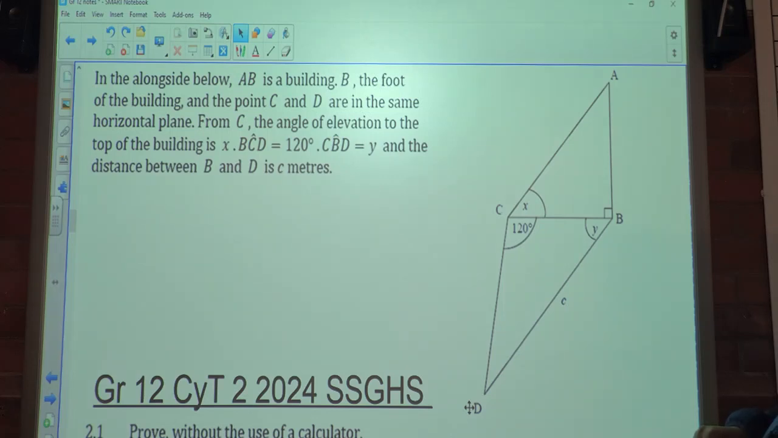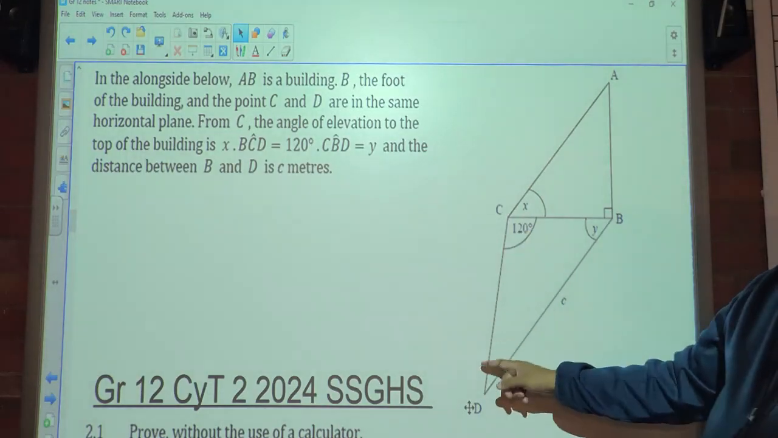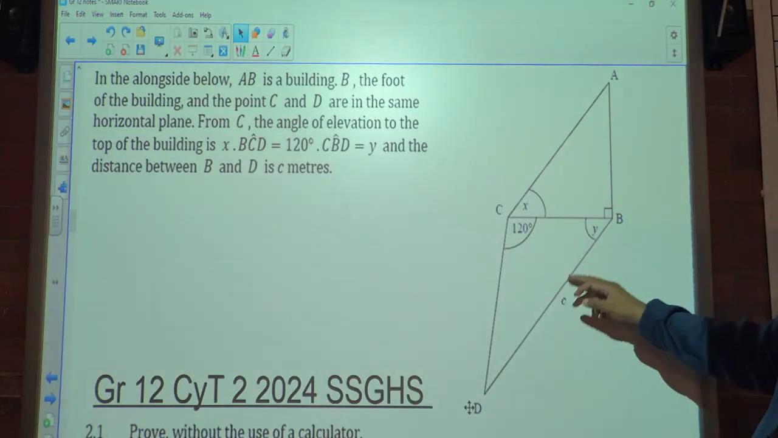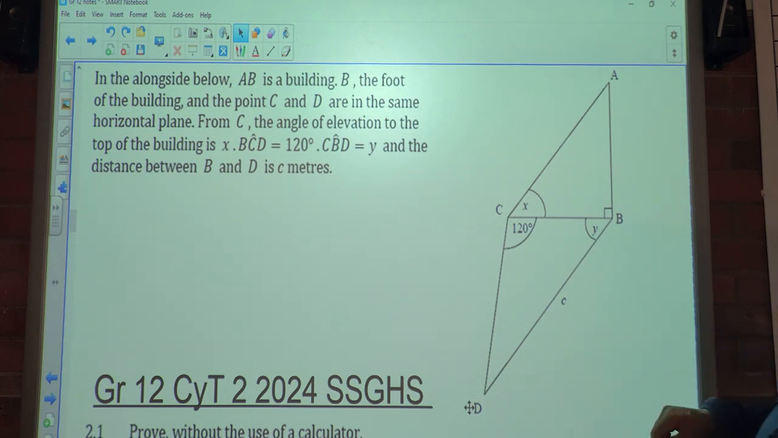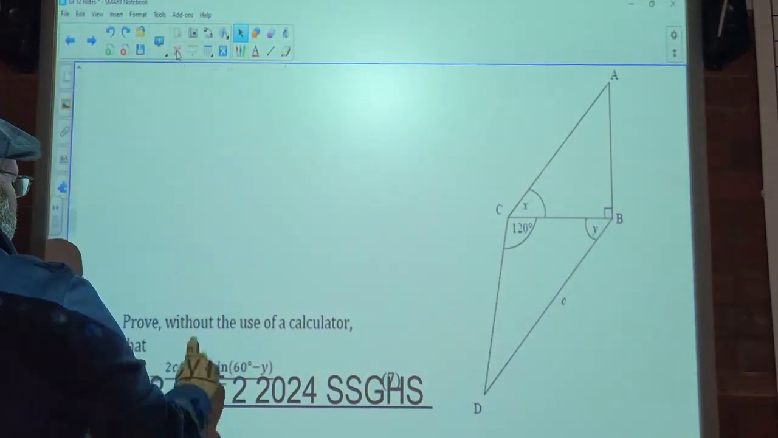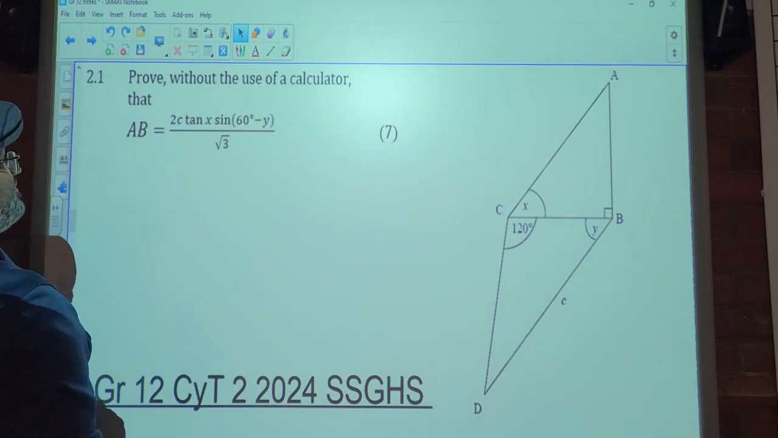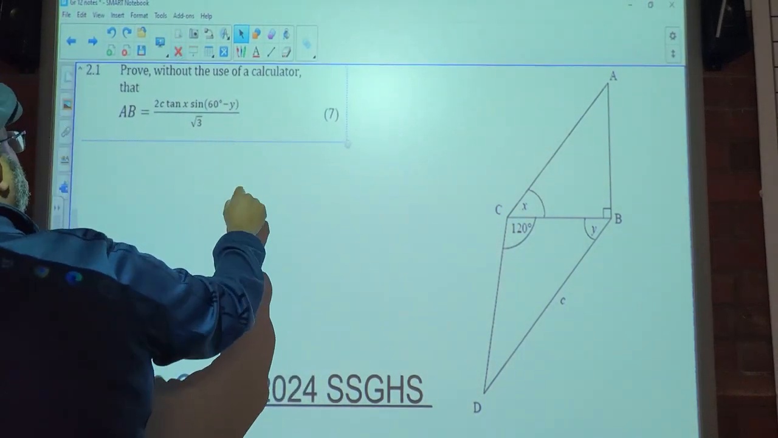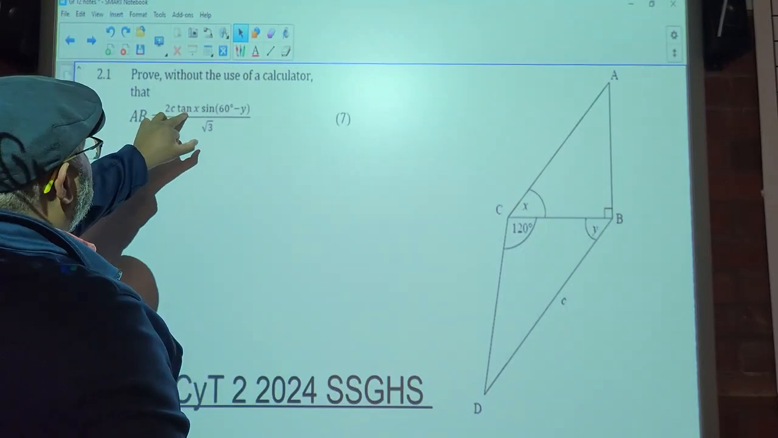Then we are told that C is the angle of elevation to the top of the building. The angle of elevation, of course, is x. Then we are told that angle BCD is 120, and this angle here, which is CBD, is y. The distance between B and D is c meters. The question says, prove without the use of a calculator that AB is equal to that expression.